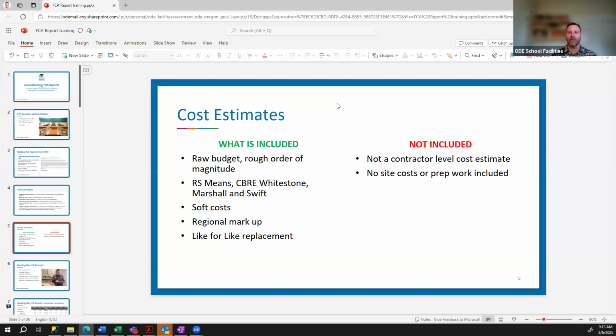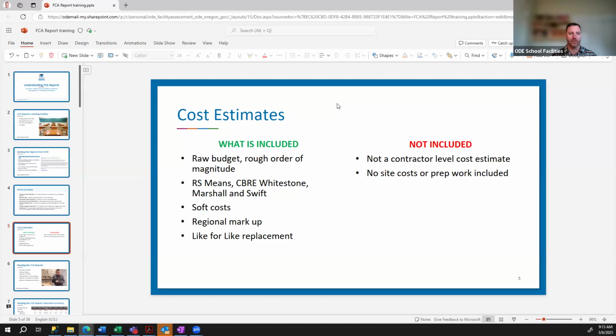And we're also doing a like for like replacement. So if you have an electric water heater, we're going to replace it with an electric water heater. Even though during your construction or design phase of replacing plumbing and things like that, you may want to go with gas for whatever reason, we can't do that at this scope and scale. We need like for like replacement. And so again, there's going to be some variances in costs.